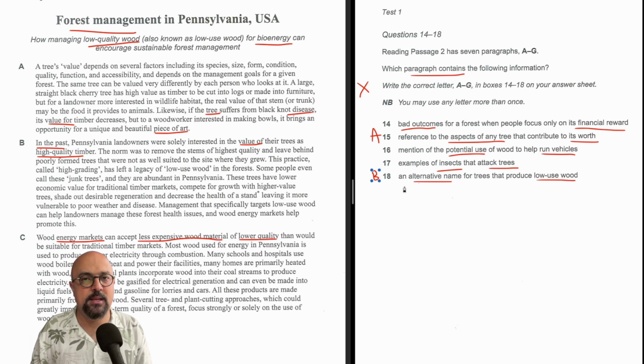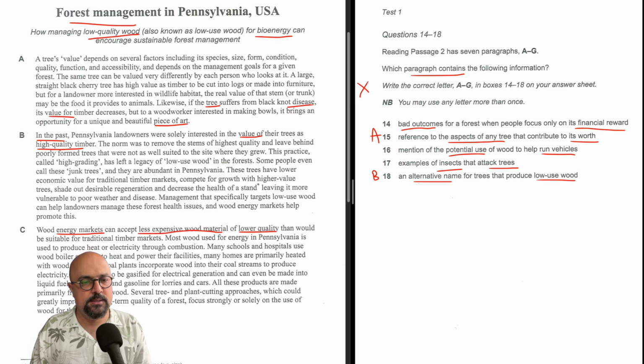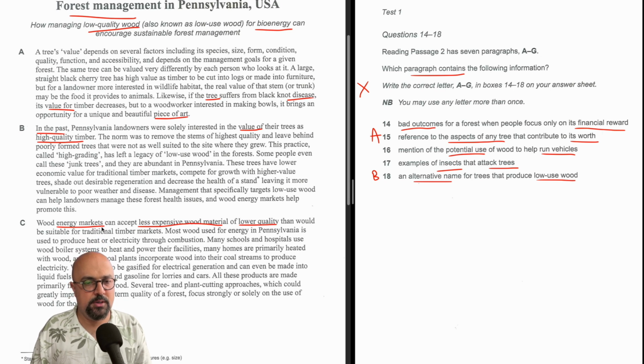It's not like the answer has to be in the first sentence. These are not main ideas. These are facts from different paragraphs, so they could be anywhere in the paragraph. Number 15 was found in the first sentence, but number 18 was found in the middle. Here, junk trees. Should we read on? No. Even though you may use that letter again, it's not really worth it for now. We can come back if any of these are left at the end. We'll come back and search more. C. Wood energy markets can accept less expensive wood material for lower quality.